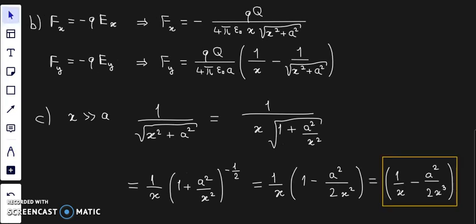So here's the expression for the inverse square root term. If you take this and plug it back into F sub x and F sub y, you will get the approximations given in the problem.